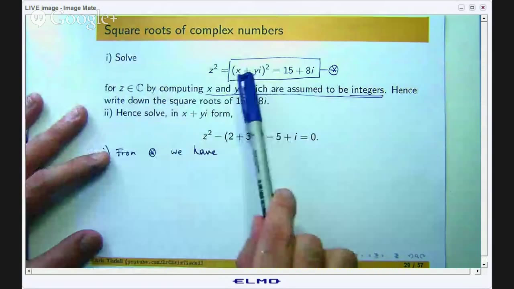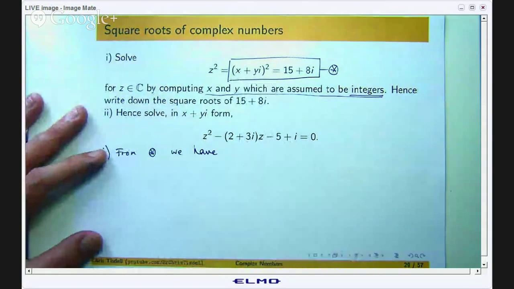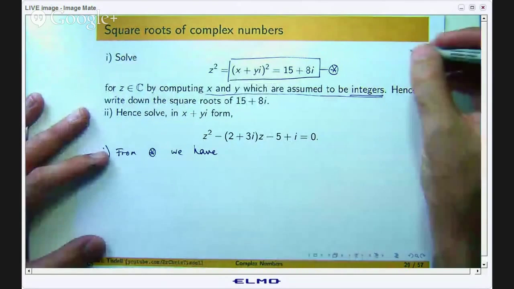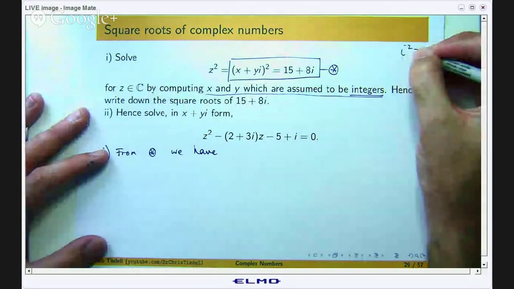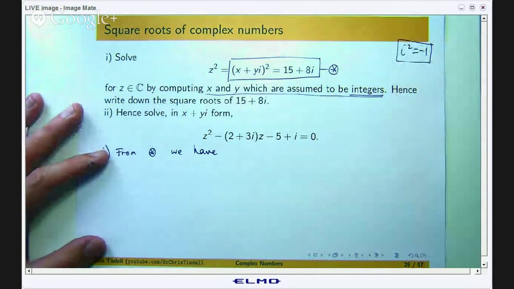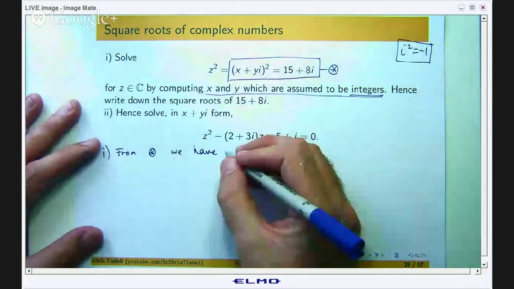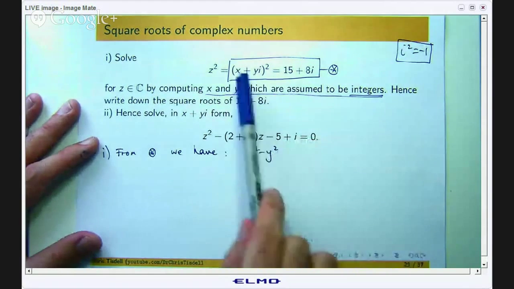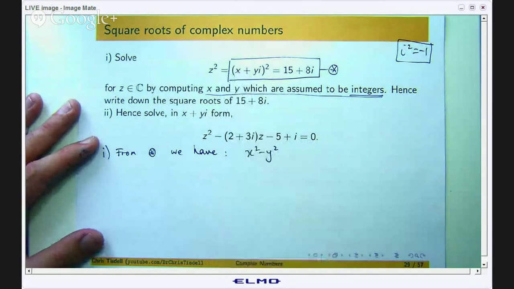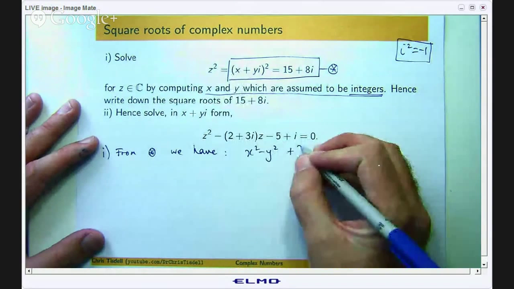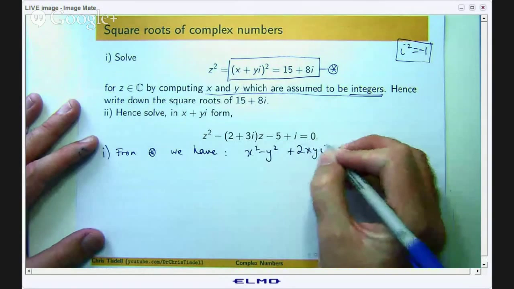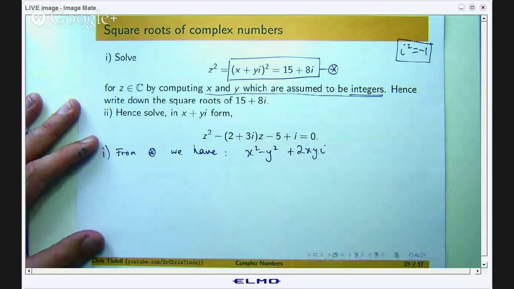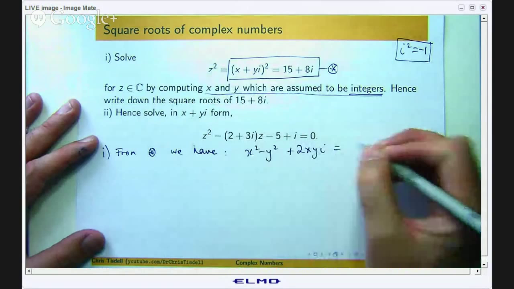So when I expand this, I'm going to get x squared. I'm going to get yi all squared. Now remember, i squared equals -1. So I'm going to get x squared minus y squared. They're going to be the real parts. And you're going to get 2 times that, 2xyi. Okay, so the imaginary part would be 2xy. And that's got to be equal to 15 plus 8i.